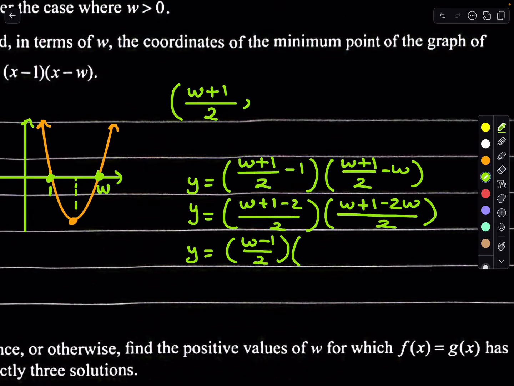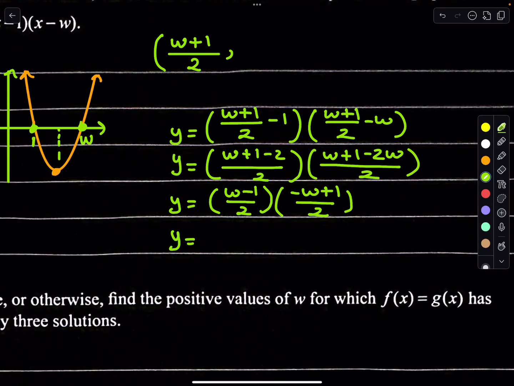And this one here is (negative w plus 1) over 2, which actually you can really simplify, because you can take the negative out of this one. That'll be w minus 1 over 2, and this will be w minus 1 over 2. So can you see how I did the same thing? We can just write them as squared. We can write it like that.